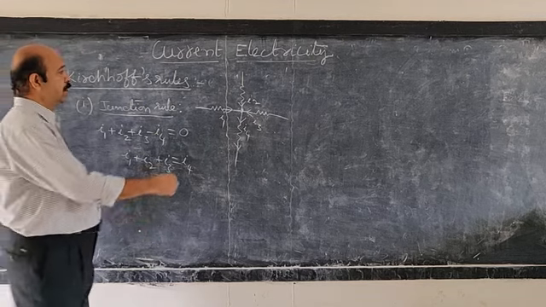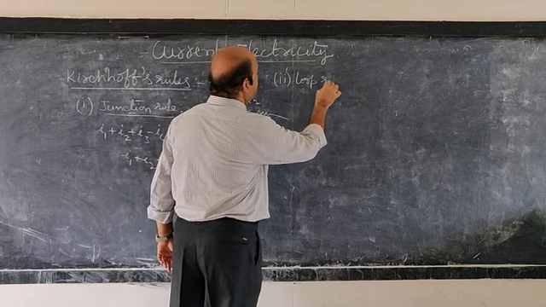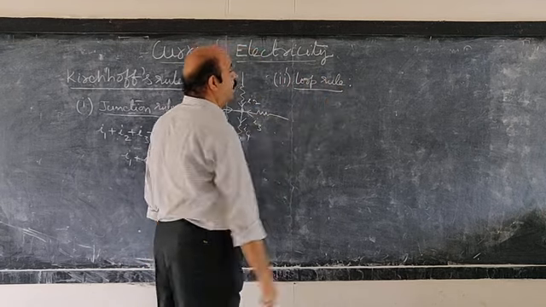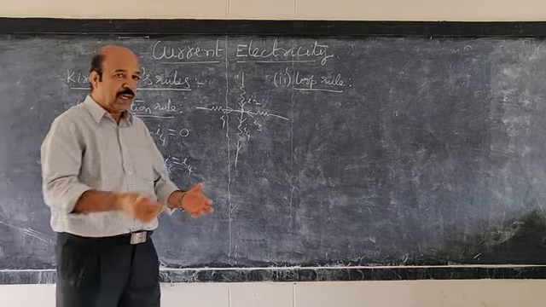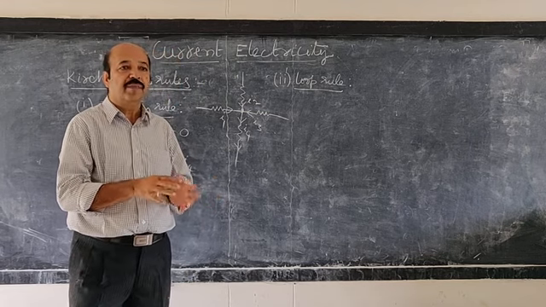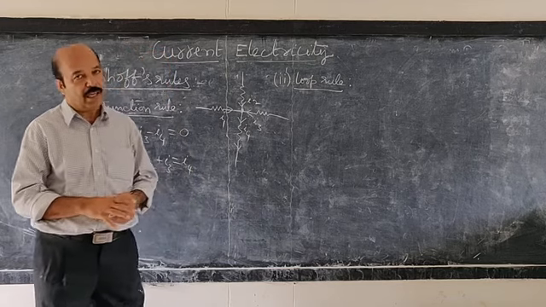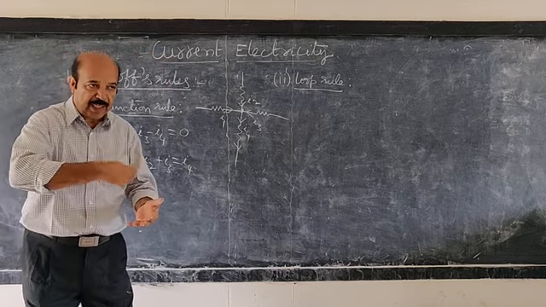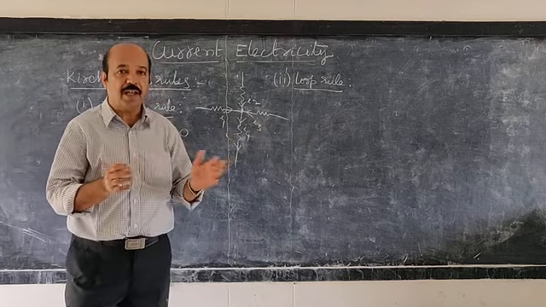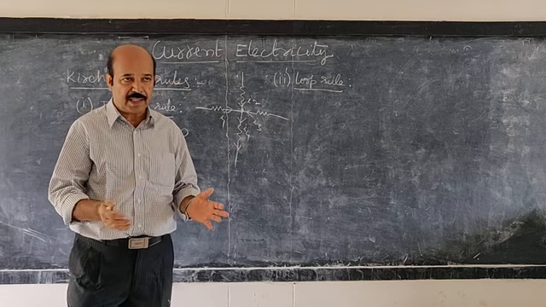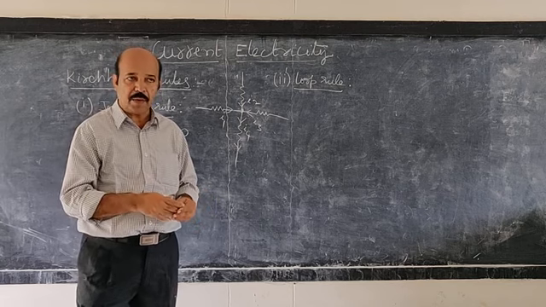The next one is the loop rule. The loop rule is a consequence of the law of conservation of energy. In a closed circuit, if energy is not lost in any form like heat or electromagnetic radiation, then the electrical energy must remain within that circuit. So the algebraic sum of the potential differences across various branches of a closed network or closed circuit must be 0.